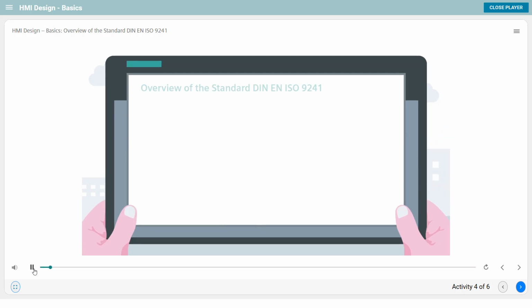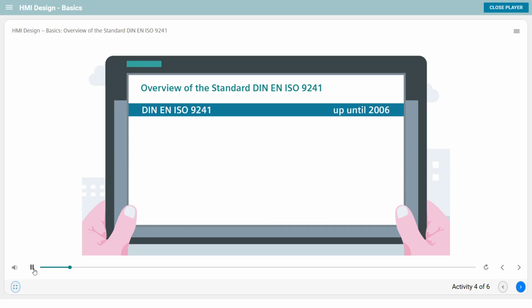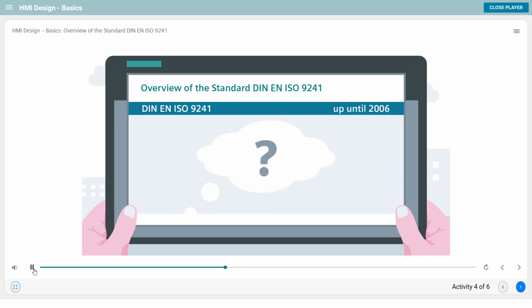This chapter is about the standard DIN EN ISO 9241, which describes guidelines for optimal human-system interaction. It provides you with important basics for designing user interfaces in engineering. Here you'll find excerpts of the most important elements. Let's discover what the standard acronym stands for and what lies behind the meaning.